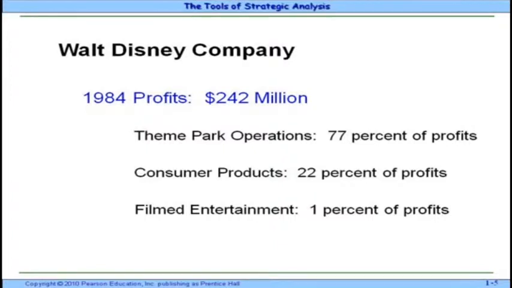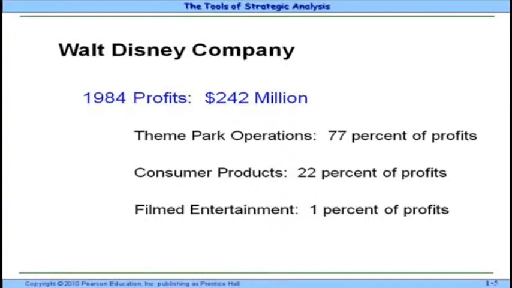70% of it came from the theme park, approximately 22% from consumer products like the Mickey Mouse. You know, you buy that key ring, you buy the brochure, you buy little toys for the children, etc. And only 1% came from entertainment through films. And as you know, Disney at the point owned Paramount Studios and a number of other studios, because that is what they really use to make their pictures.